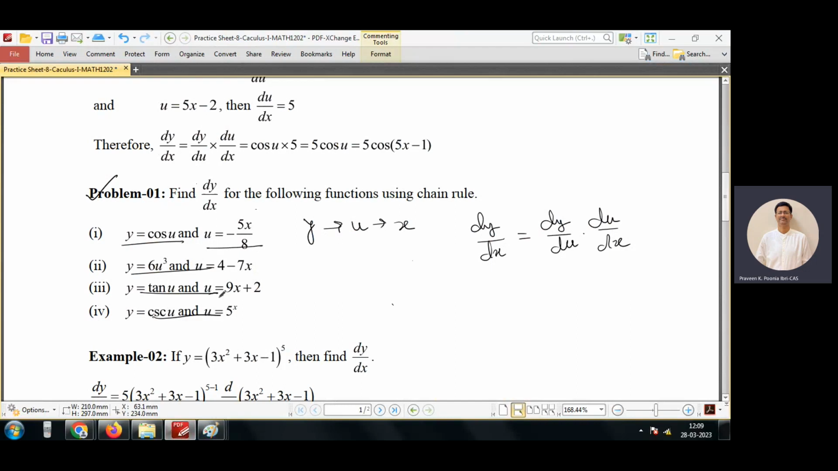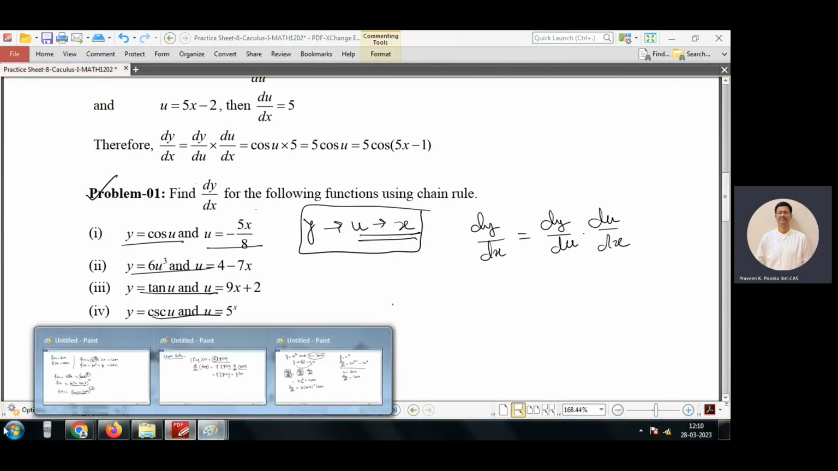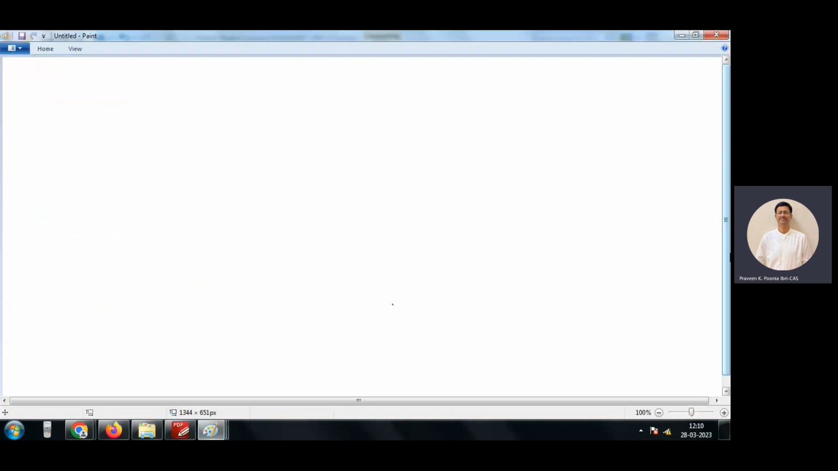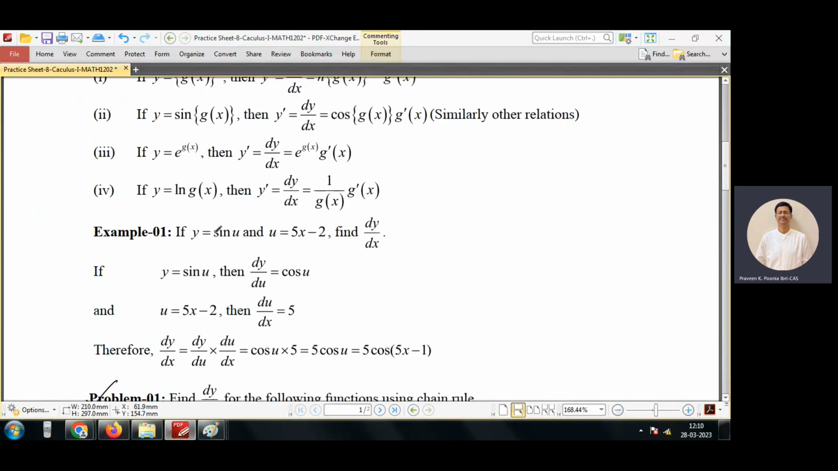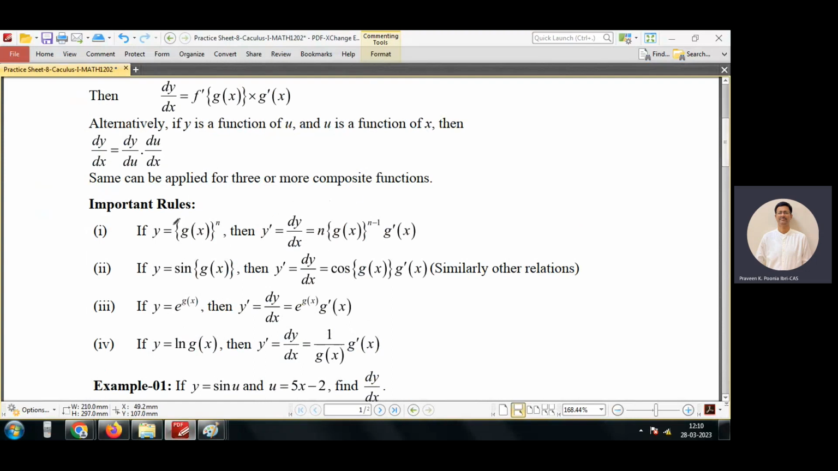This is one type of problem, where y is given as a function of u and u is given as a function of x. But what will happen if we are given the second type of problem? For example, if I talk about the rule for the chain rule, you can see here, this is rule number 1: y is equal to g of x power n. So look here, power n is here, but the inside is not just x. What is inside? Inside is g of x.